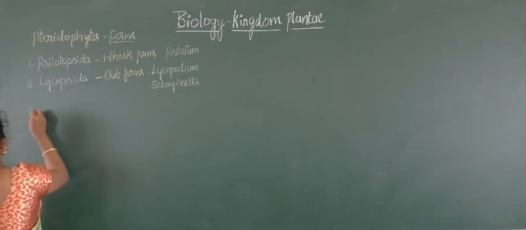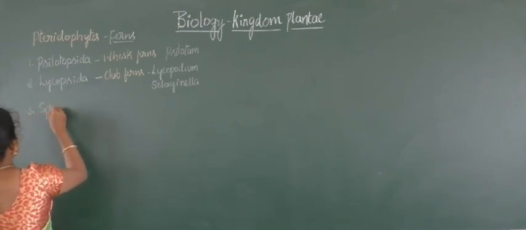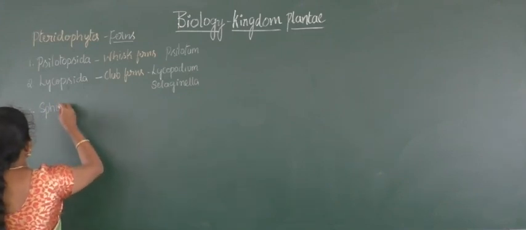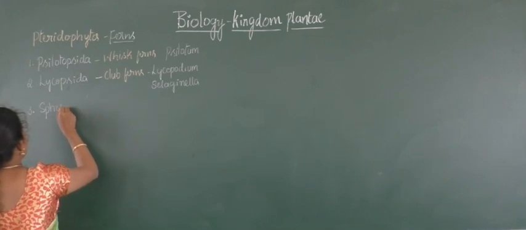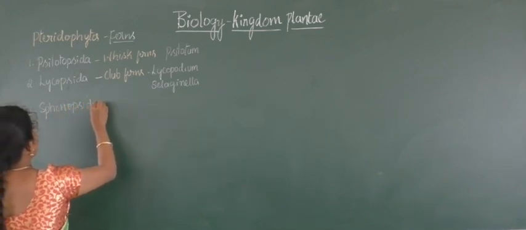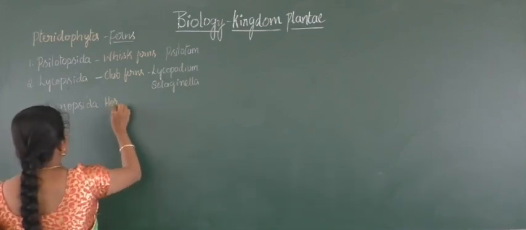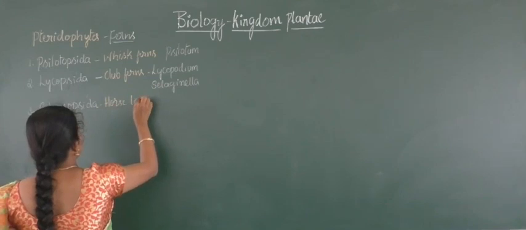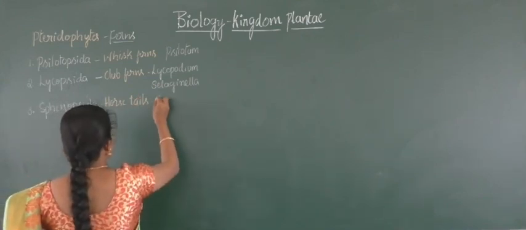Third one, Sphenopsida. This was discussed in the general classification in the first or second session of the plant kingdom. Sphenopsida is commonly called horsetails, and the example is Equisetum.